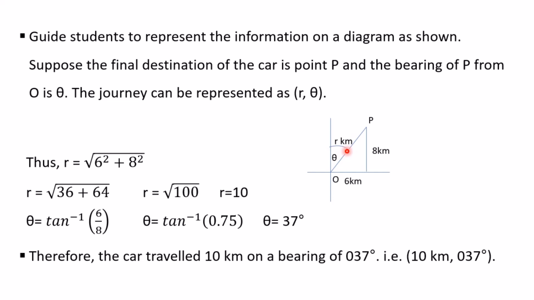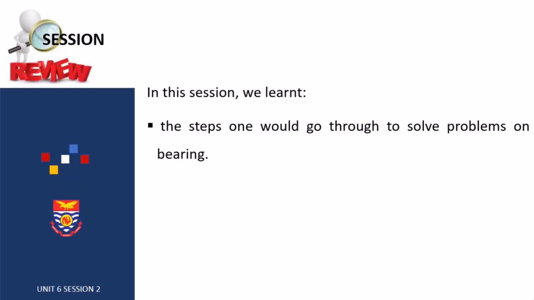So therefore the car traveled 10 kilometers on the bearing of 037 degrees. That's the distance and direction form of a vector. This is the end of this session, and at the end of this session we learned about the steps one will go through to solve problems on bearing.